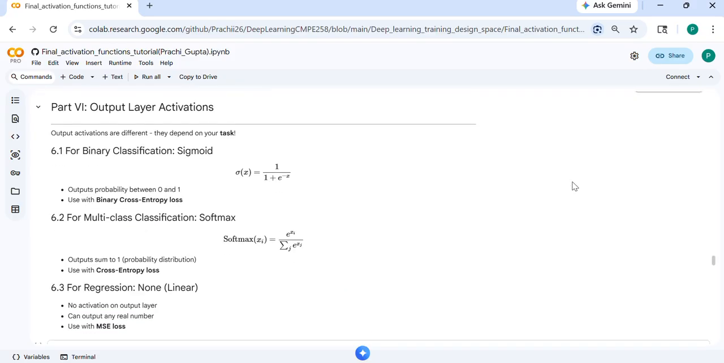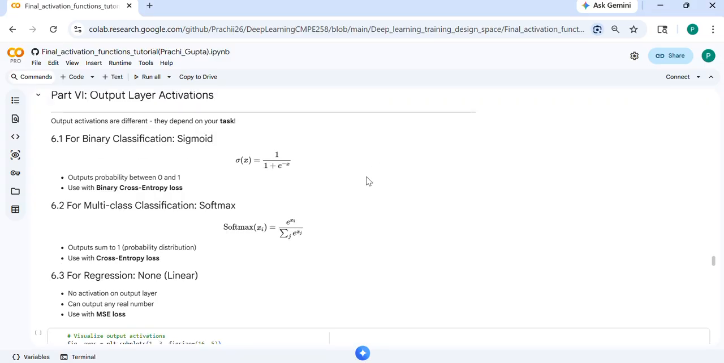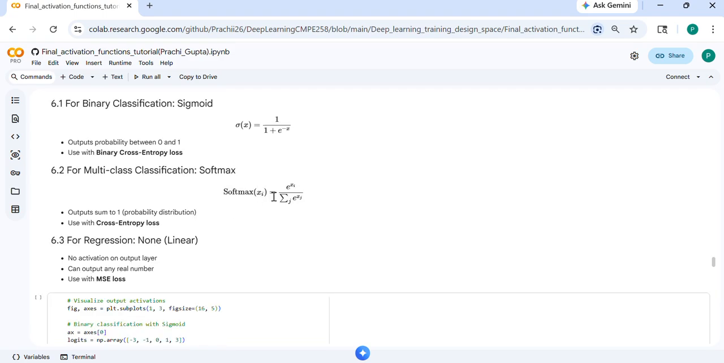Now, this cell explains the activation functions used in the output layers. Sigmoid is used for binary classification to produce a probability between 0 and 1. Softmax is used for multi-class classification, where it converts logits into a probability distribution that sums to 1. For regression, no activation is used, so the output remains a continuous value.